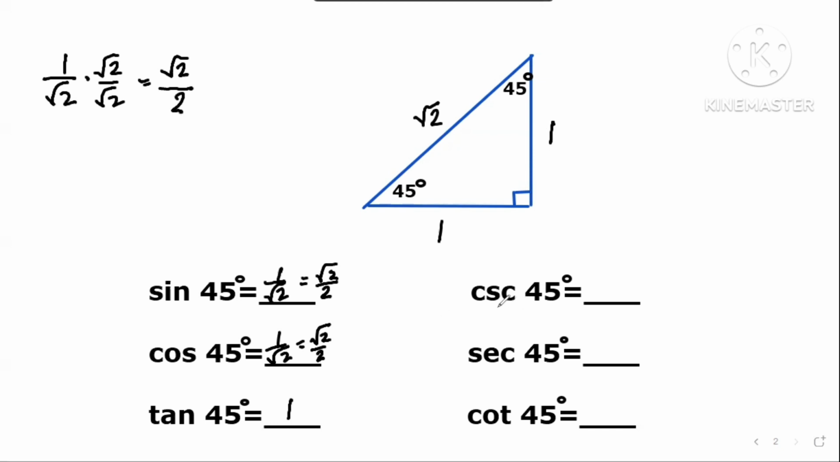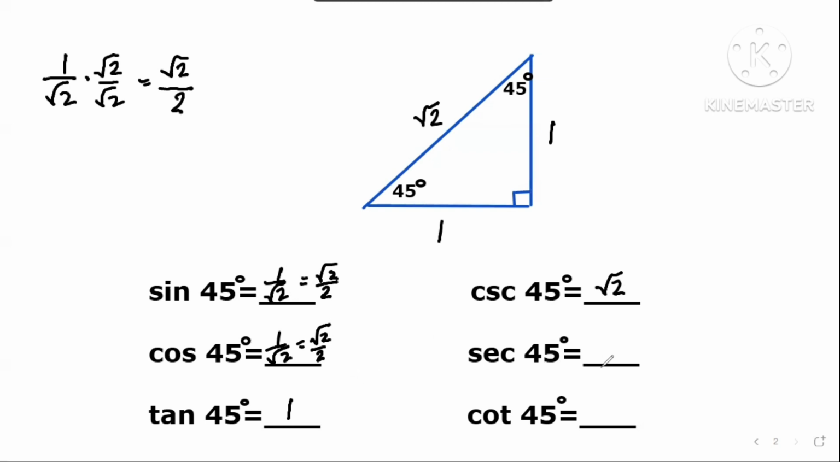So the rest are just reciprocals. So the reciprocal of cosecant is sine. So if sine 45 is 1 over square root of 2, then cosecant of 45 is the reciprocal of 1 over square root of 2, or square root of 2 over 1, which is square root of 2. Diba? Now, secant is also square root of 2, no? Kasi pareho lang po ang sine and cosine natin.